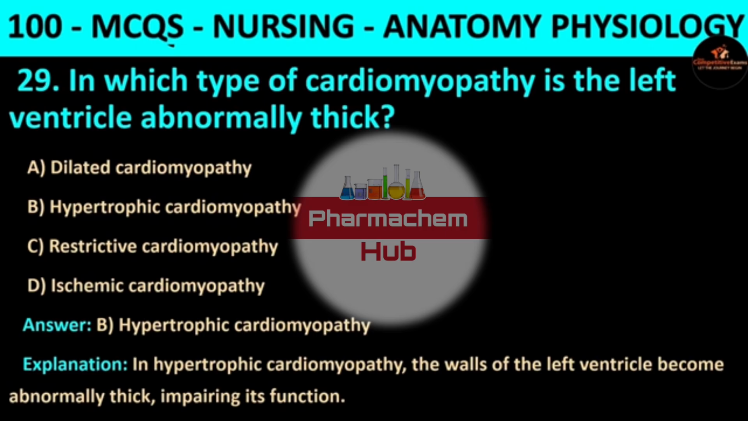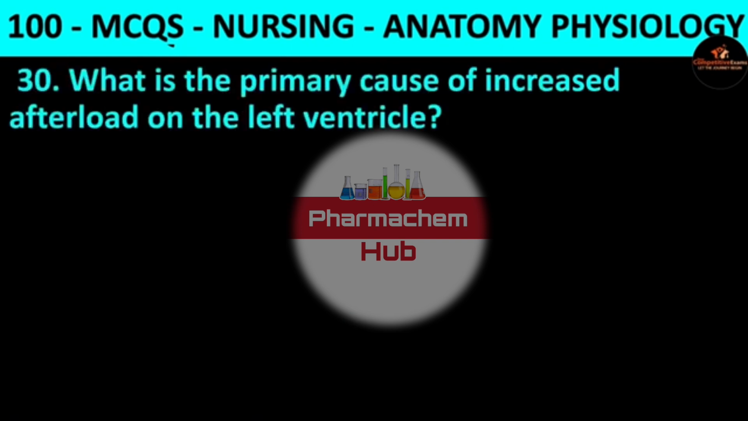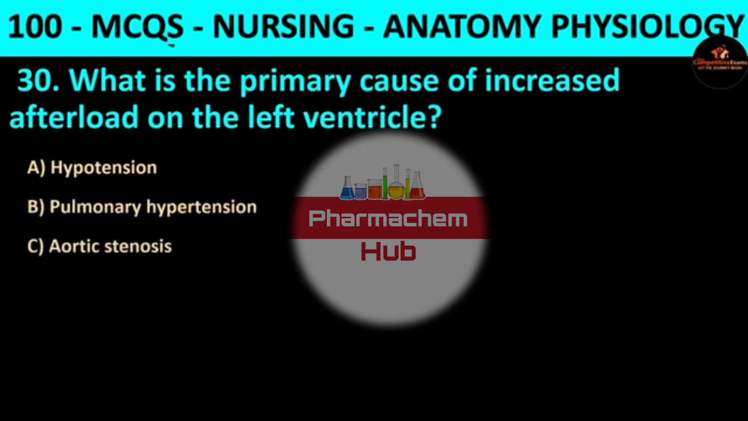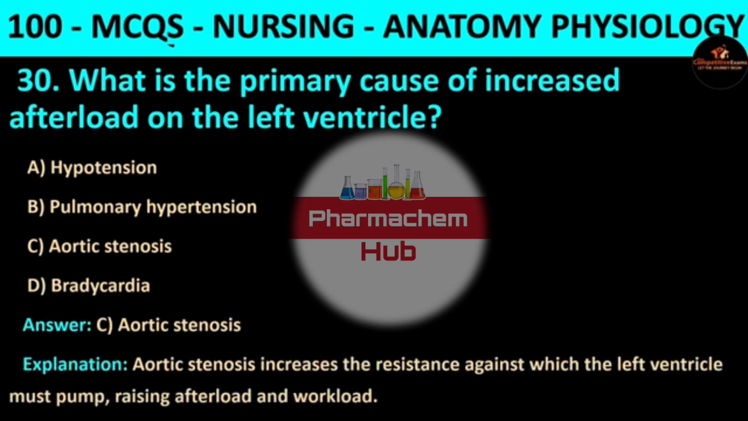Question number 30. What is the primary cause of increased afterload on the left ventricle? Your options are hypotension, pulmonary hypertension, aortic stenosis, or bradycardia. The correct answer is C, that is aortic stenosis. Aortic stenosis increases the resistance against which the left ventricle must pump, raising afterload and workload.